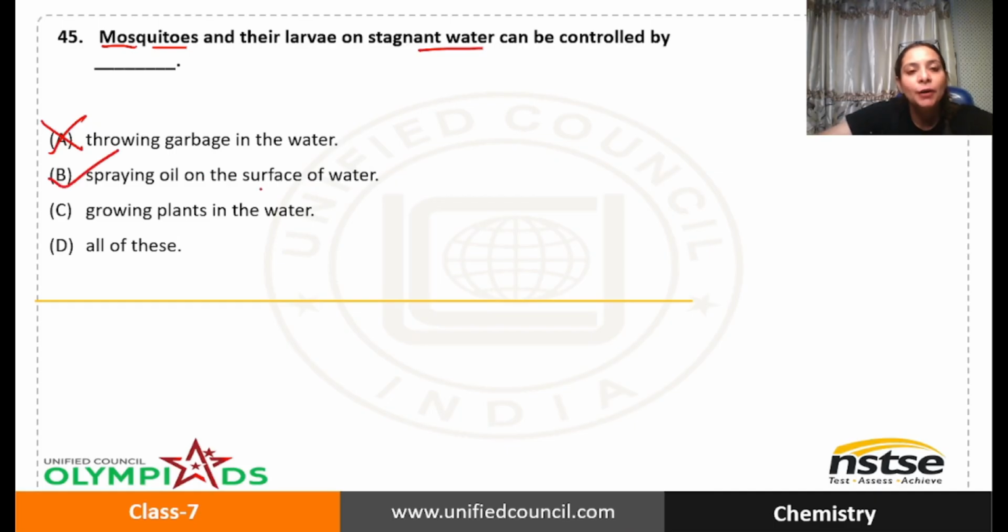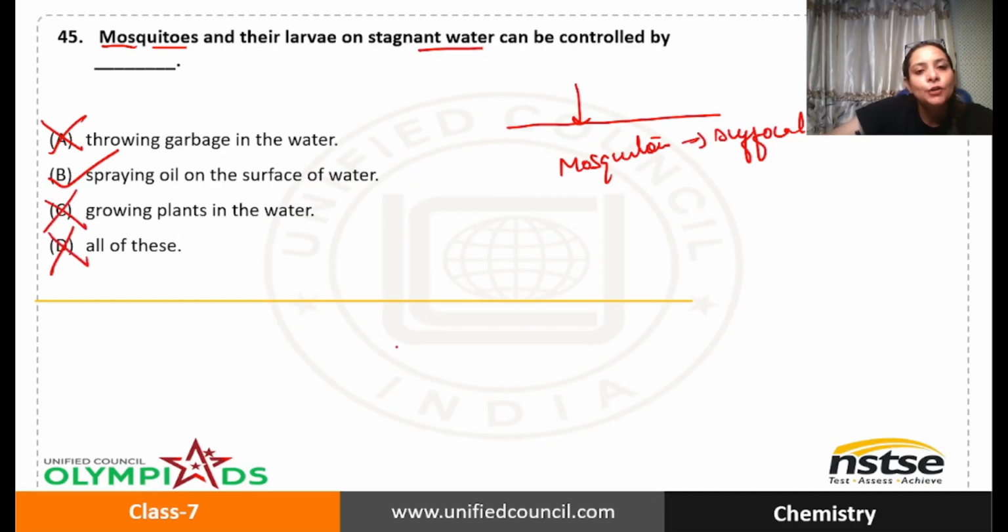Yes, it will, because if you spill oil on the surface of water, the oil will form a layer and it will not allow air to pass through, and the mosquitoes will feel suffocated, and hence it can be controlled. Growing plants? No. All of these? No. So which one is the correct answer, students? Option B is the correct answer. By spraying oil, we can control it.